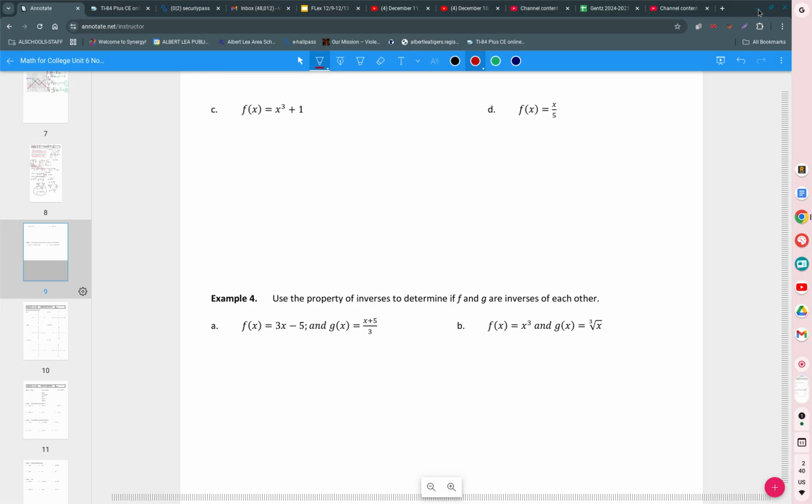This one is different because it has a cube. We don't need to be afraid. We can handle it. y is equal to x cubed plus 1. And I'm going to switch the x and the y. And if I do, I get x is equal to y cubed plus 1.